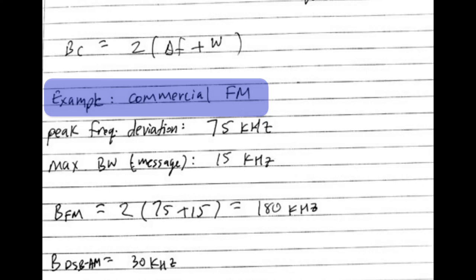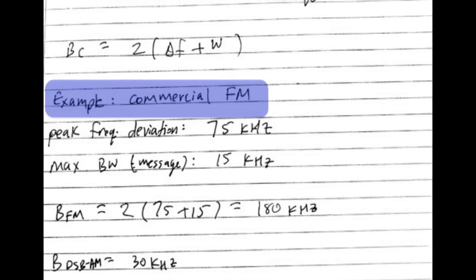Compare this to the bandwidth of double sideband AM, which in this case would be 2 times 15 kilohertz, or 30 kilohertz. You can see that FM requires 6 times the bandwidth of double sideband AM.